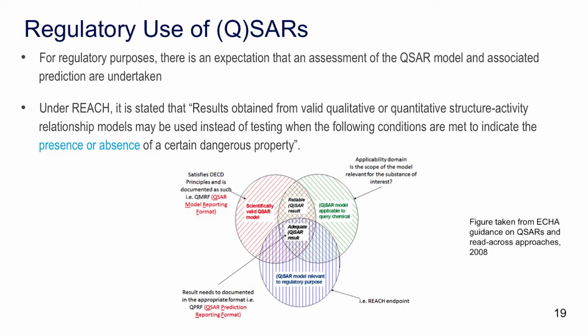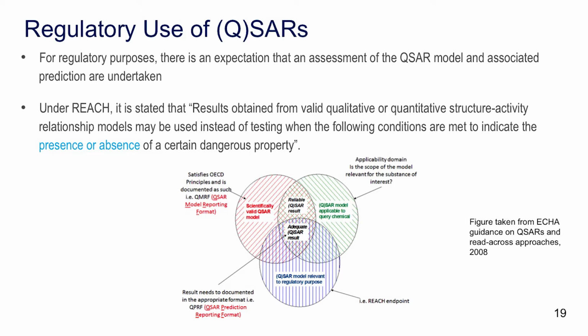An important point under REACH is, and we have the direct quote here, the results obtained from a QSAR approach may be used instead of testing when following conditions are met. And this is to indicate the presence or absence of a certain property. And here we need to justify why our QSAR prediction may be useful to be used and may be valid. And in the graphic we have below, we have three important components we need to consider.